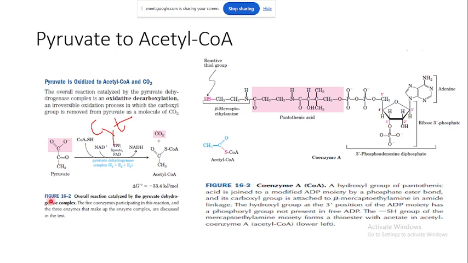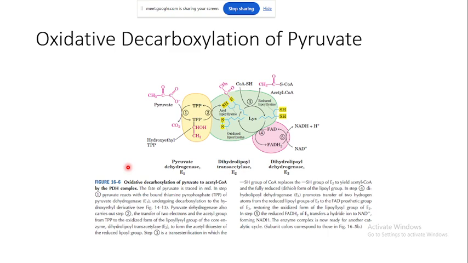So this reaction is catalyzed by the pyruvate dehydrogenase complex, which contains three enzymes, E1, E2 and E3, that we will see in the subsequent slide, and it uses NAD plus as a cofactor. The electron which is released from this molecule will be accepted by the NAD plus, so that it will become NADH, and it will use TPP or thiamine pyrophosphate as a cofactor. Now we will see what this pyruvate dehydrogenase complex enzyme is, which converts this pyruvate to acetyl CoA.